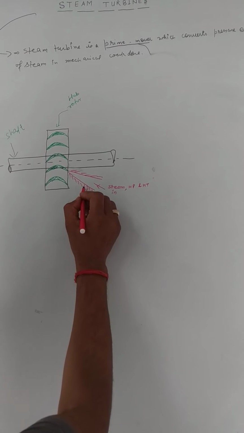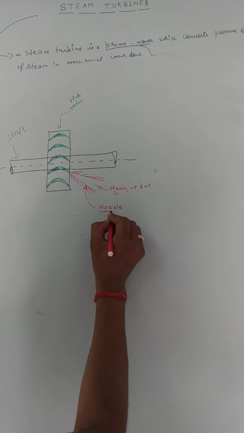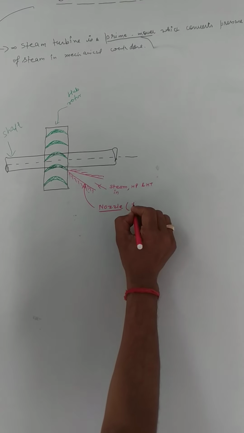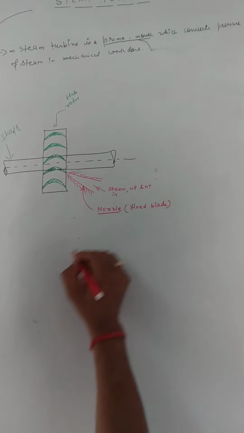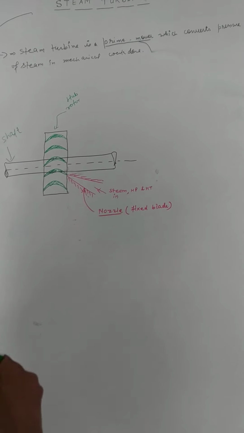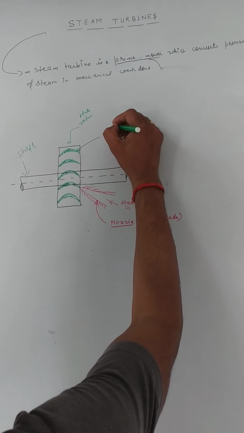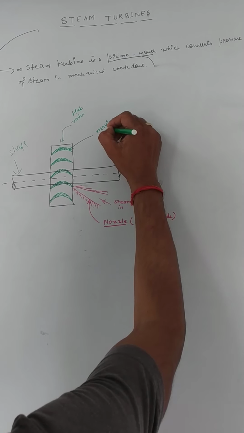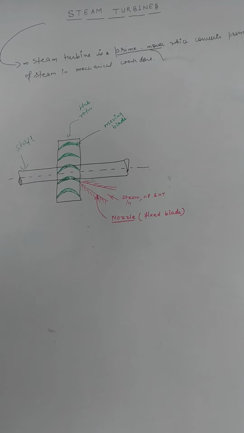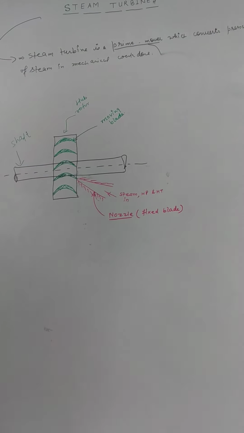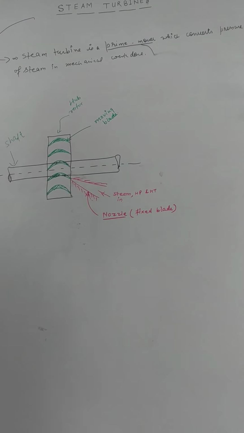This is a nozzle, and this nozzle acts as a fixed blade, and these blades are called moving blades. Steam enters from the nozzle and strikes the moving blades.